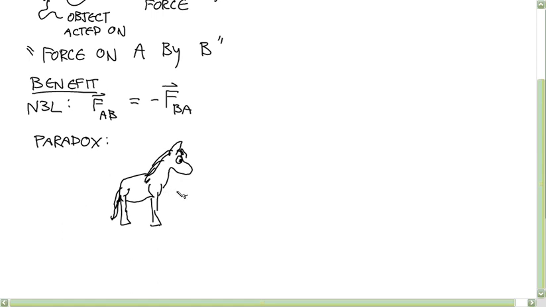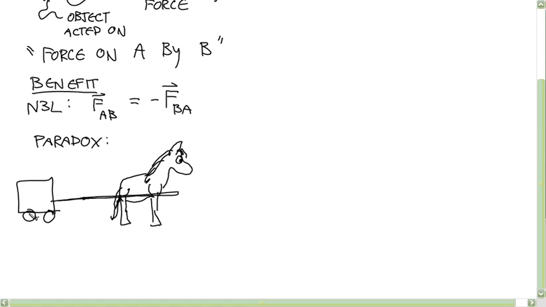And its driver hooks up a cart to it. You can tell just looking at this horse that he's lazy. His driver hooks up this cart to him, and he's like, pull this cart into town. And the horse goes, don't you know anything about physics? If I pull on that cart, I apply a force to that cart. That cart applies an equal and opposite force to me, and we don't go anywhere, right? So it's pointless, you know? So I'm not pulling on that cart.